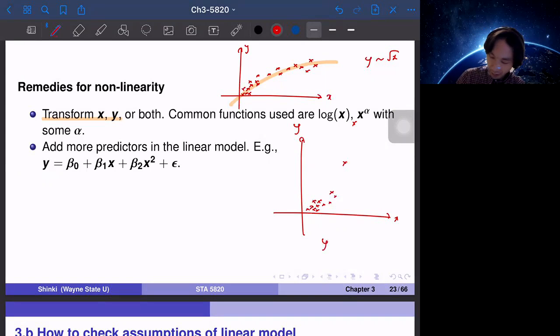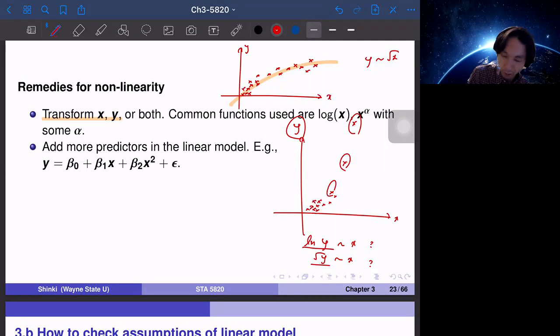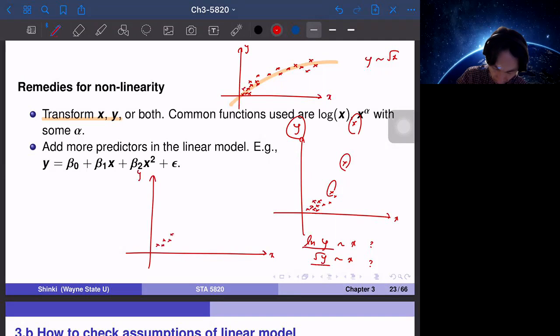Then probably we should take logarithm of Y on X, or maybe square root of Y on X, or something like that. The Y value is much larger when X gets larger, so probably log of Y or square root of Y is a more appropriate way to transform. Or maybe if we have X and Y and many observations are concentrated around here, but only a few observations around here, even fewer observations here, then probably log of Y on log of X.